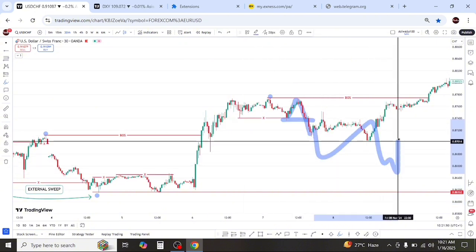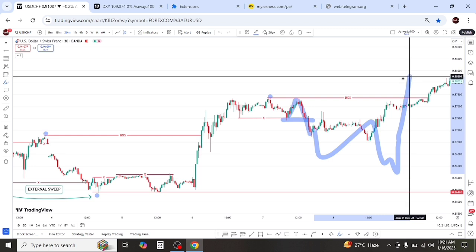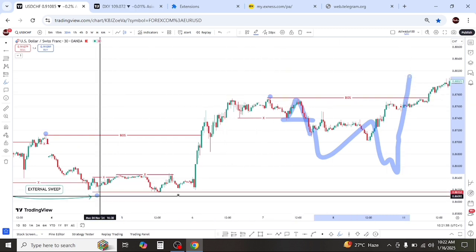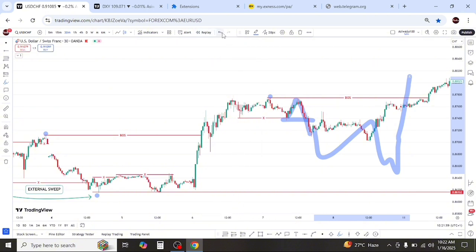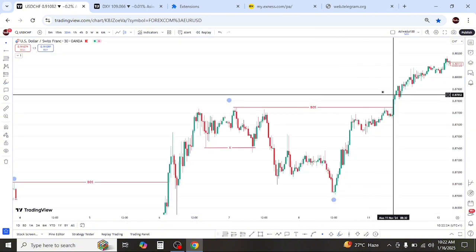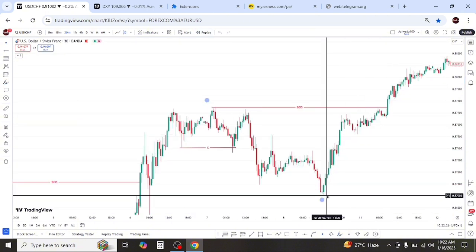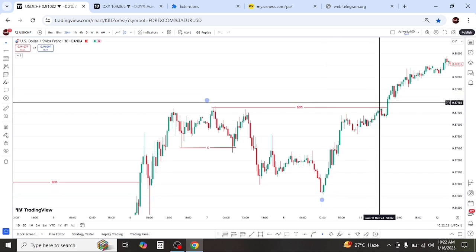They are all internals. But when immediately we have a break of this high, then this low becomes our major low. That's when we have a valid break of structure. Immediately price breaks this high, then we have a valid break of structure, and this low becomes our major low. Immediately we have a break of structure here.